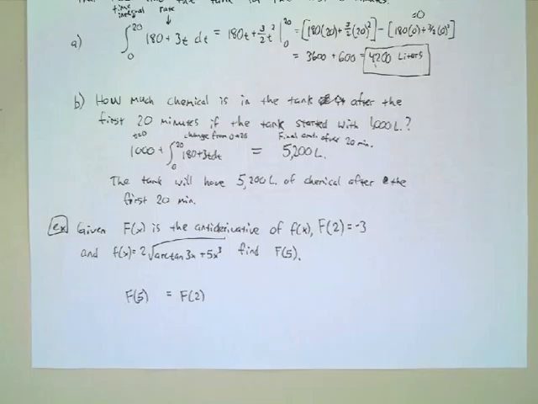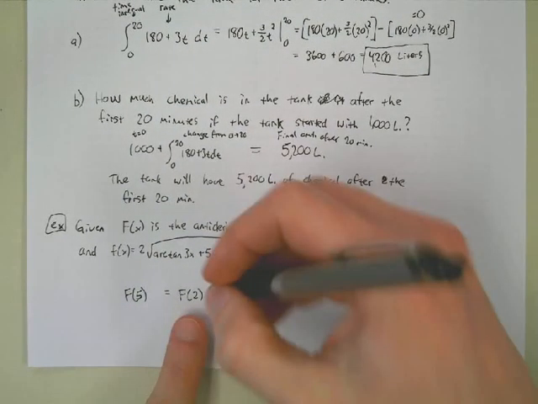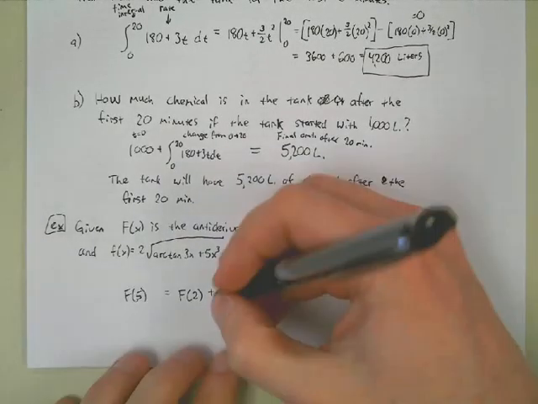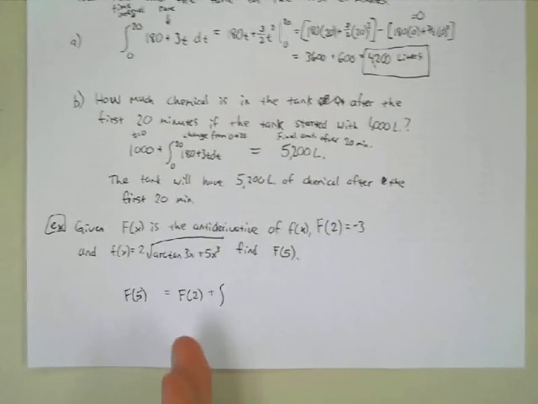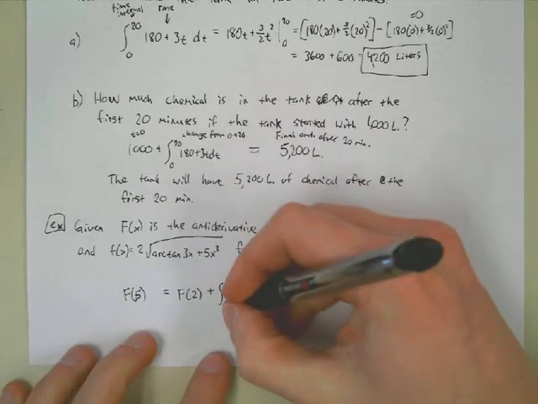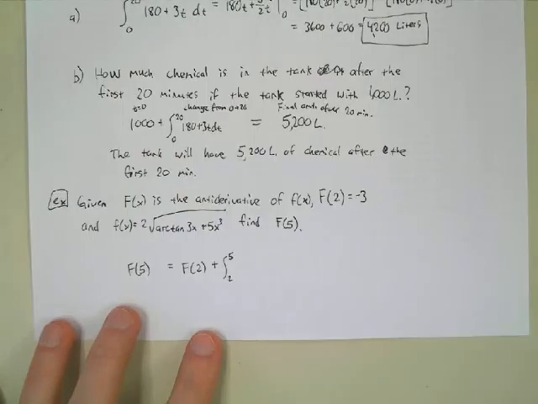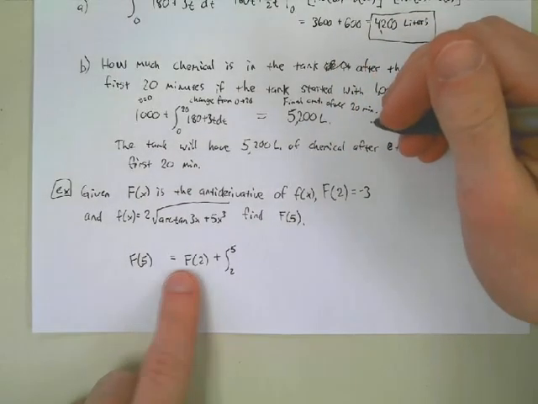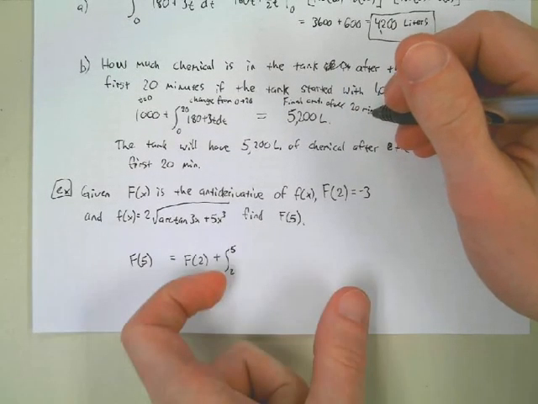So to get from 2 to 5, we're going to add the integral from what to what? If I'm at 2 and I want to get to 5, that means I need to integrate from 2 to 5. So I have my starting point of capital F of 2. I want to then add the integral from 2 to 5. That will accumulate the amount of change in my function to then get me to F of 5.